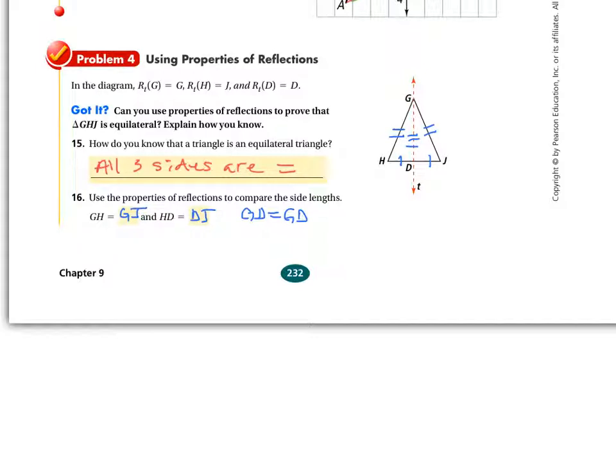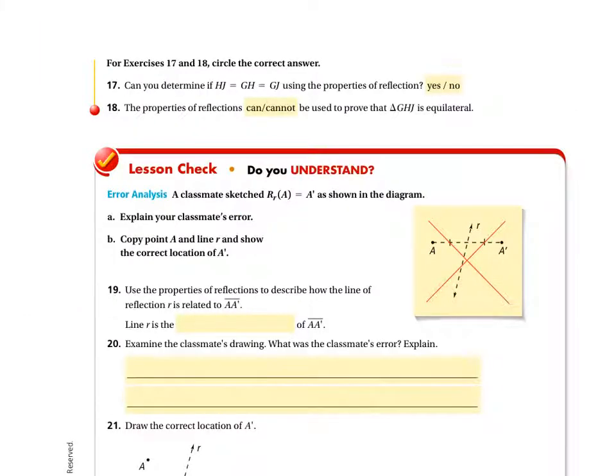Within there, but is there any way to tell that the entire triangle is congruent? That, or in other words, that all three sides on here are congruent? Not by properties of reflection. By properties of reflection, I can only prove that that distance is congruent to that distance. And so the most I could prove is that I had two congruent triangles, not that I have an overall equilateral triangle. So question 17 on page 4 says, can you determine if HJ is congruent to GH is congruent to GJ using the properties of reflection? No.